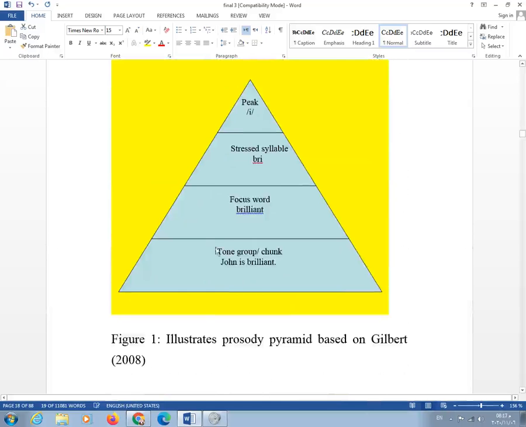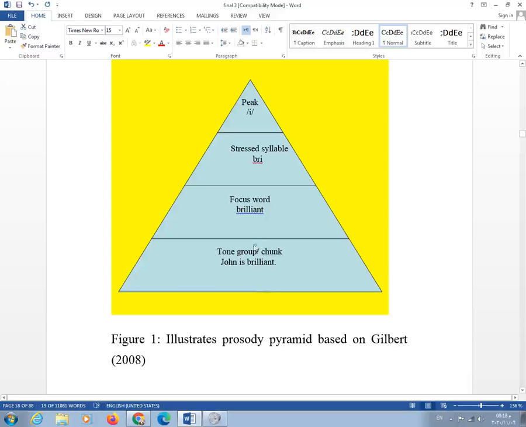Okay, look at this pyramid, nice one. This is called prosody pyramid, PP, and based on Gilbert, 2008. Here we have a pyramid called prosody نغمية, هرم النغمي. إيه بقى ده؟ At the bottom, we have a chunk or a tone group or a tone unit على حسب المسمى يعني اللي احنا عايزين في كتب بتسميها tone group كتب تانية chunk delta tone units زي ما يكون المهم. Here we have John is brilliant, okay, this is the chunk or the tone unit. Okay, in this chunk we have three words. Guess what is the most important word here that gives the most of the meaning? Is it John? Is it is? Of course no. It is what? It's brilliant.